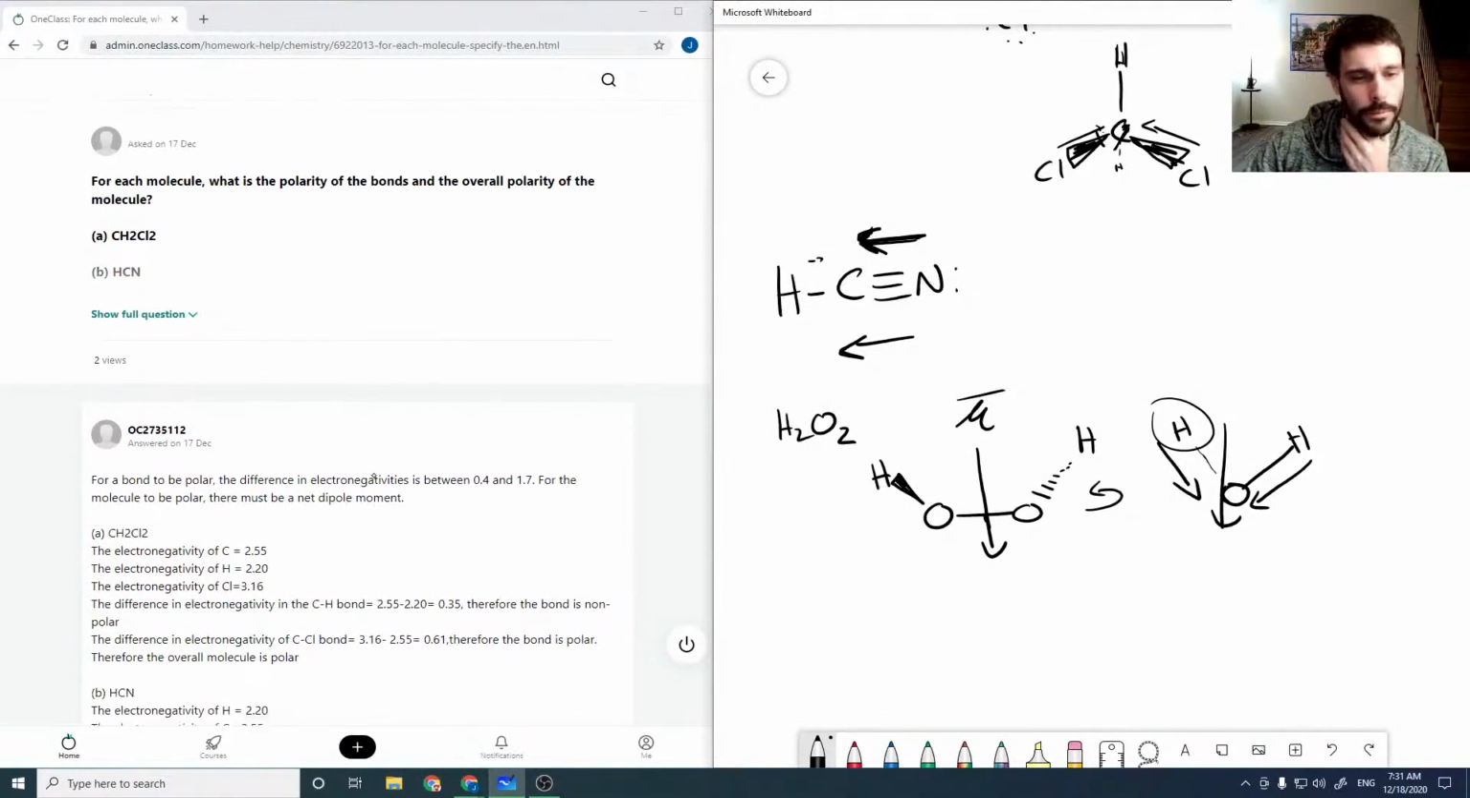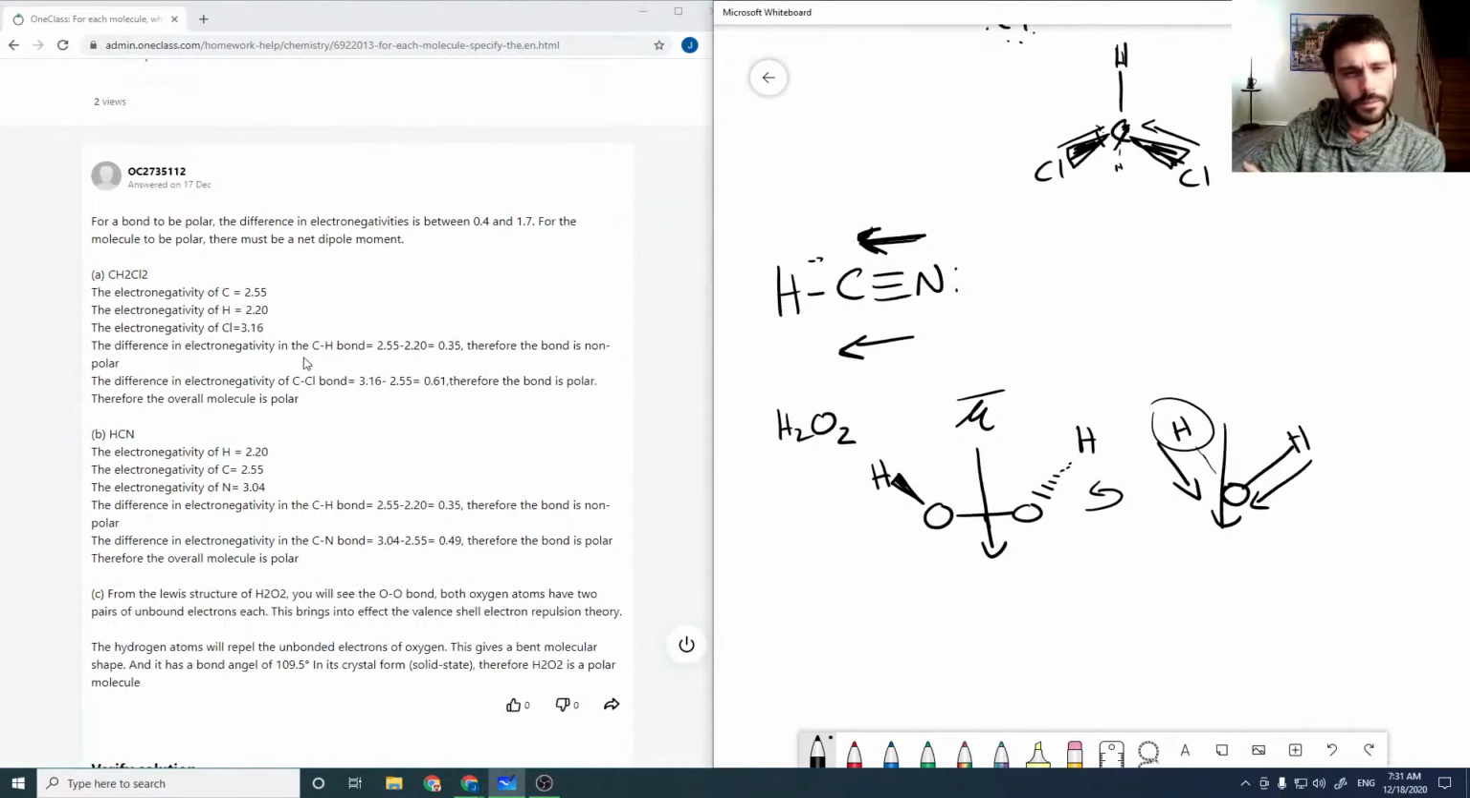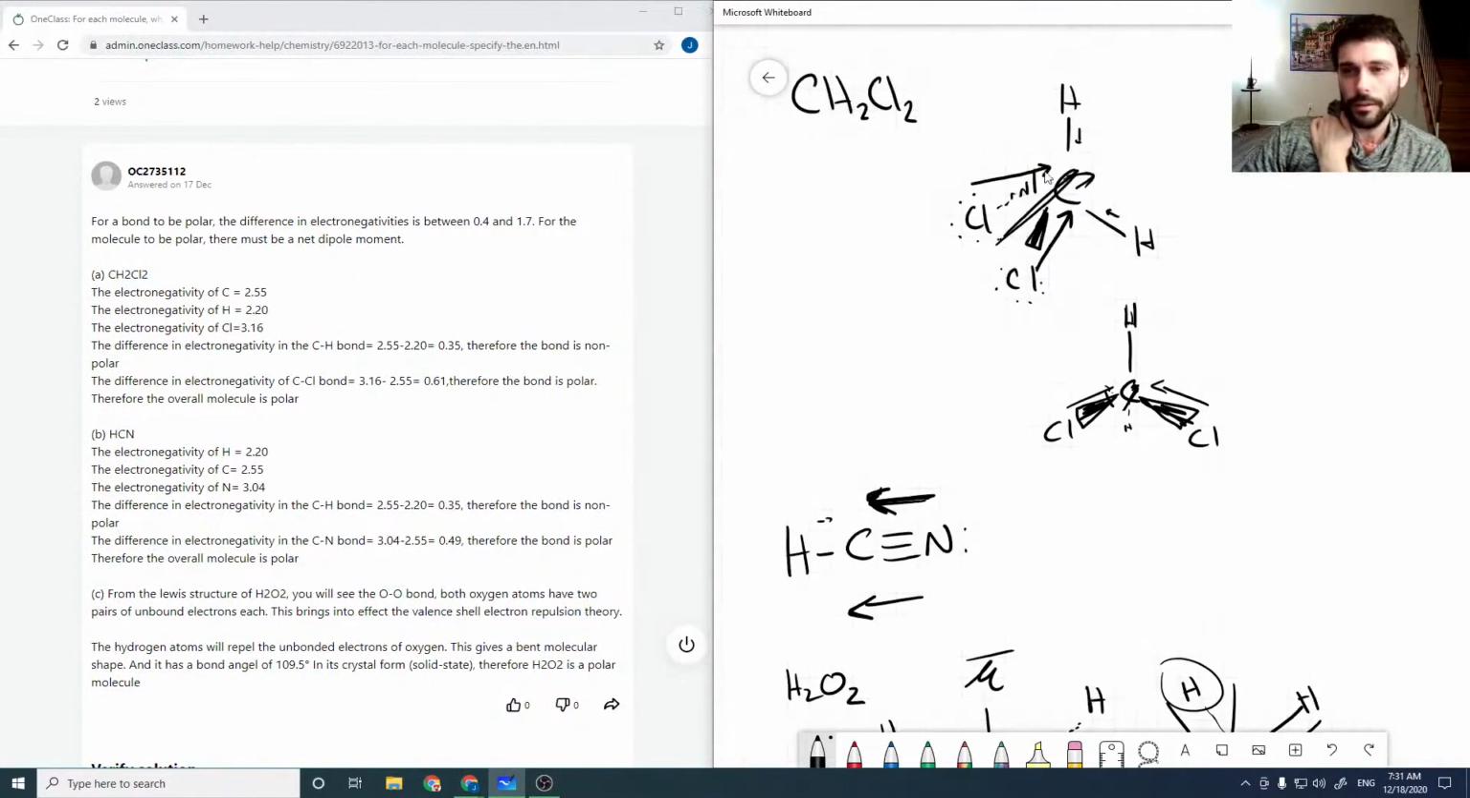Okay, so for a bond to be polar, the difference in electronegativity, so this is, I guess, more of a numeric definition. So a CH bond is technically nonpolar, as I basically indicated by having these smaller arrows, whereas a CCl bond is definitely polar. So for our first molecule, we get two large dipoles for carbon-chlorine, and then we're going to get a net dipole because of a lack of cancellation.